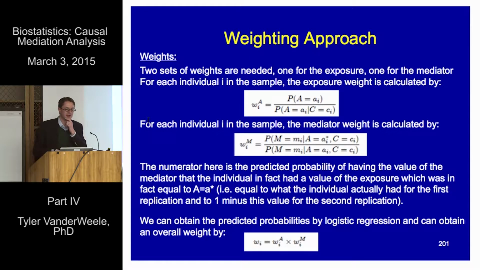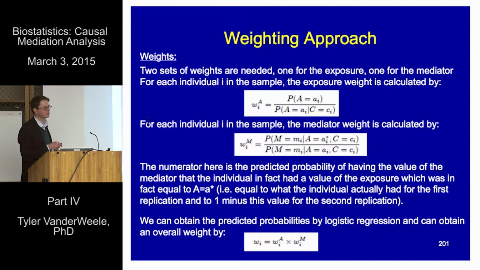Okay. We're then going to use a weighting approach to control for confounding. And this is sort of going to look like propensity score adjustment, or weighting by a propensity score. And so we're going to do two different weights, one for the exposure, one for the mediator, sort of like a propensity score for the exposure, a propensity score-like measure for the mediator. For the exposure, we can estimate with logistic regression the probability that an individual had the exposure that they actually had conditional on their observed covariates. So we could just fit a logistic regression model of the exposure on the covariates, and then we get the predicted probability of their having the exposure that they actually had.